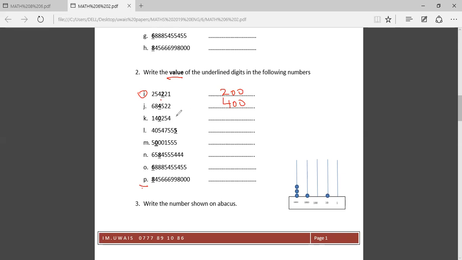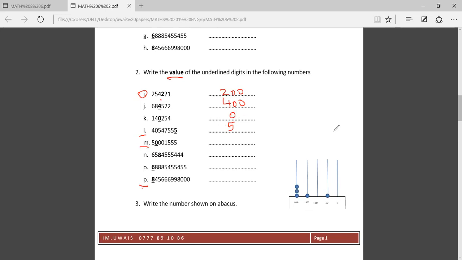For K question, the place value of that zero is thousands, but the value is zero. L question: the place value of this five is ones, the value is five.